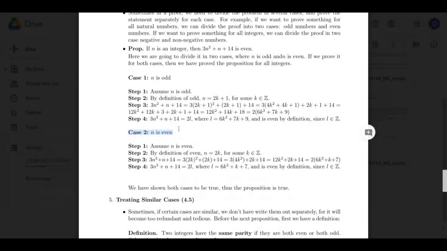Case 2, n is even. If n is even, that means n can be written as 2k, right? We go through the same process. In the end, we can also write the result as 2 multiplied by an integer. So 2 divides this result. That means the result is even. So here we divide into two cases, n is odd and n is even, to prove both cases.